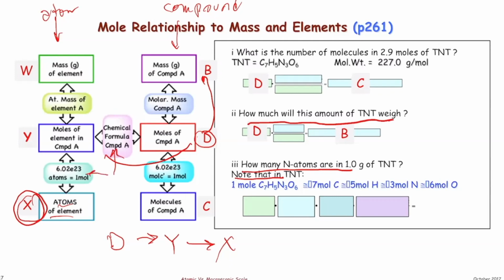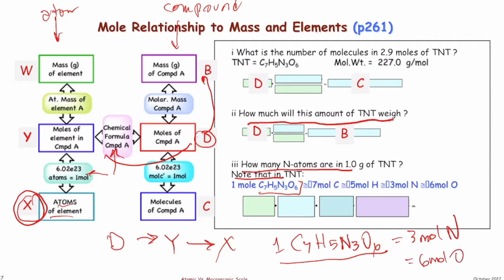Now, let me tell you a little trick about formulas. You see how TNT is C7H5N3O6? The formula is the conversion factor. If I have 1 mole of this guy, then that is equal to 3 moles of nitrogen. Okay, that is equal to 6 moles of oxygen. That is equal to 7 moles of carbon.